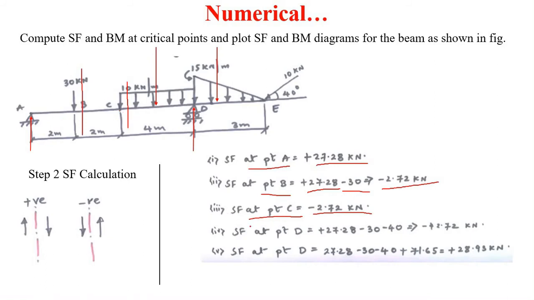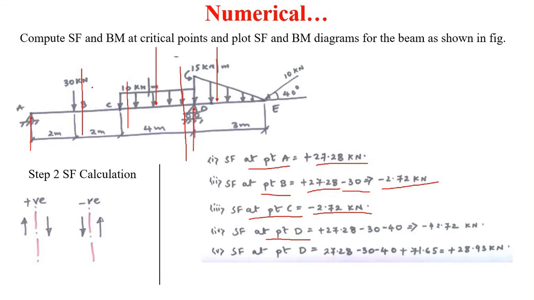So next, the shear force at point D is equal to, after this C, the shear force at point D. Therefore, again we have to take two sections. One is just at the left side of point D, and the second section just at the right side of point D. When we take a section just at the left side of point D, the shear force will be this RA, it is going in the upward direction, so it is plus.